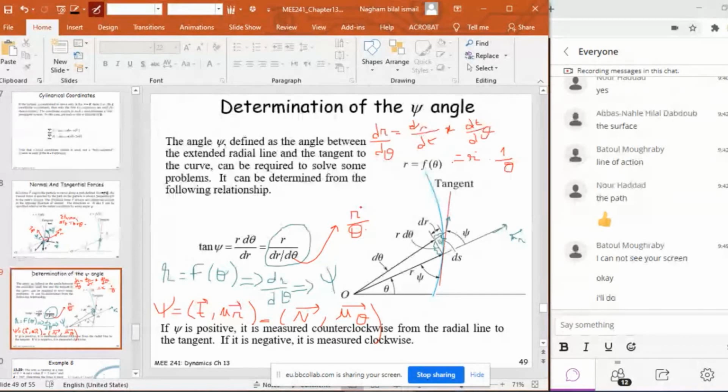It is the angle between the tangent and UR, or it is the angle between the normal force and the transverse direction U theta. How can I find this angle? By doing tangent psi is equal to r over the derivative of r with respect to theta. All right, guys, everything is clear?